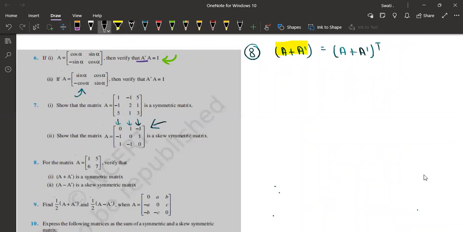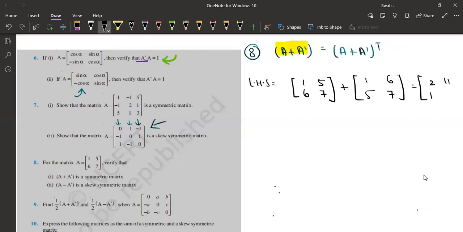So let's do that. We need to simply prove this. So for that, let's find out what is A plus A transpose. So A is 1, 5, 6, 7 plus A transpose. So if you do the A transpose, it will become 1, 5, 6, 7. And if you find the sum, it is going to be 1 plus 1, 2, 5 plus 6, 11, 6 plus 5, 11, 7 plus 7, 14. This is our A plus A transpose. We have found A plus A transpose.